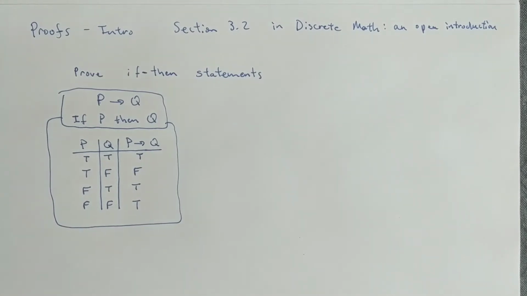All right, well, the next section we're going to cover is 3.2 in your book. And that book is Discrete Math: An Open Introduction. You can access that through their website. You can download the PDF. There's a link to it on the front page of your Canvas page.